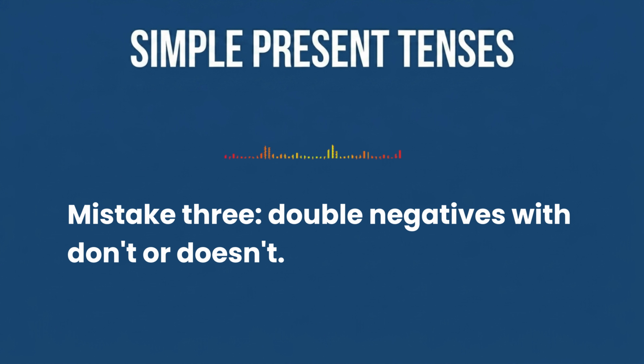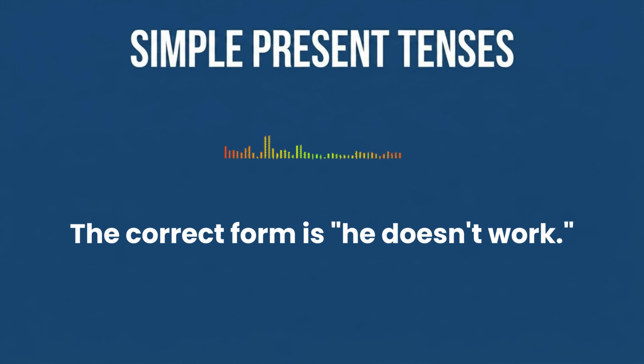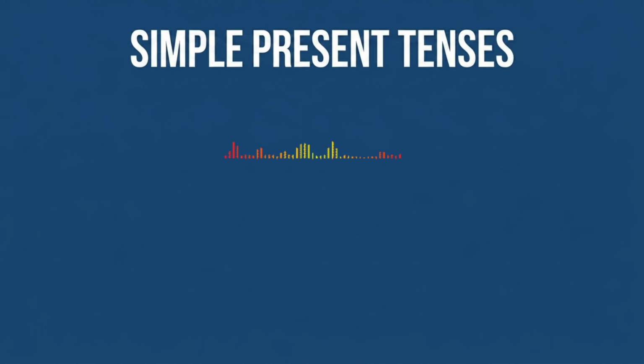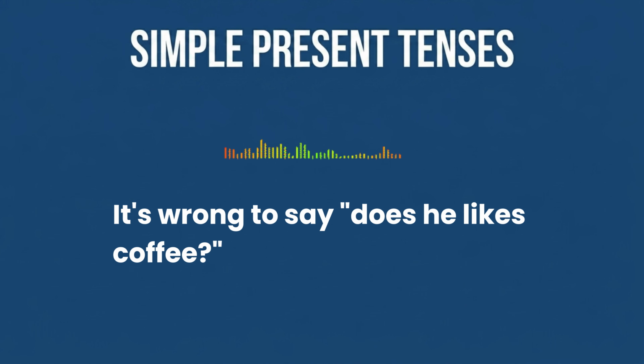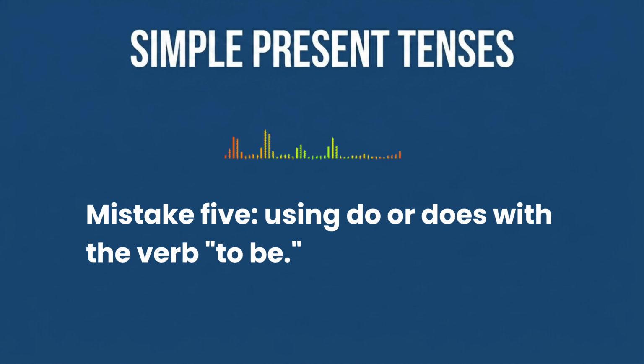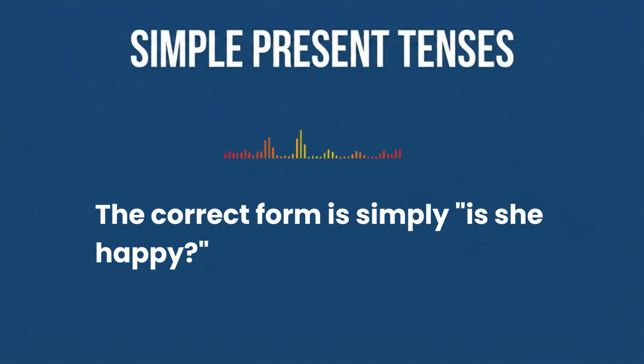Mistake 3. Double negatives with don't or doesn't. It's wrong to say, he doesn't works. The correct form is he doesn't work. Mistake 4. Wrong word order in questions. It's wrong to say, does he likes coffee? The correct form is, does he like coffee? Mistake 5. Using do or does with the verb to be. It's wrong to say, does she is happy? The correct form is simply, is she happy?